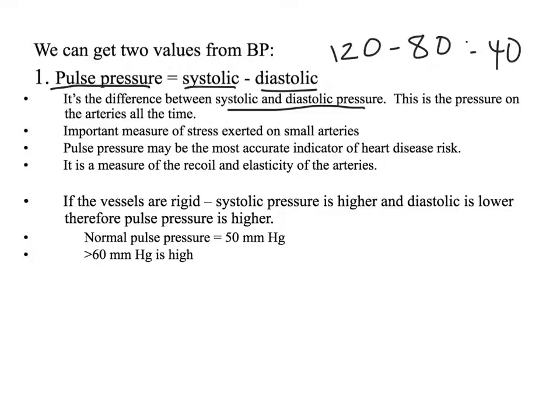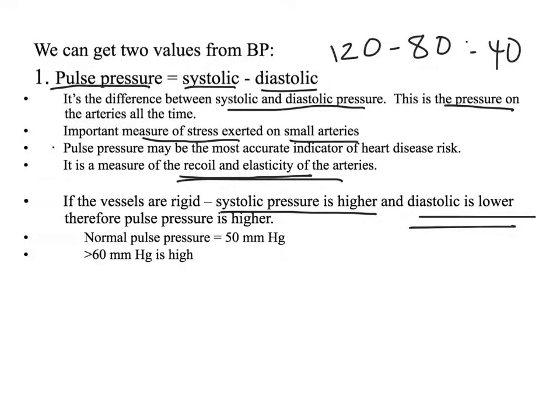What they are telling you is this is the amount of pressure on your arteries all the time. They use it because it measures the amount of stress on small arteries, and some people believe that pulse pressure is one of the most accurate indicators of heart disease risk. What it's measuring is whether your blood vessels are elastic. If vessels are rigid, the systolic pressure is higher and the diastolic pressure is lower, and you end up with a higher pulse pressure.